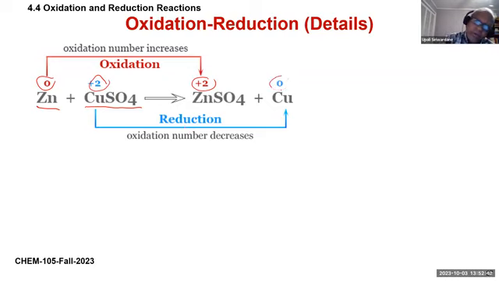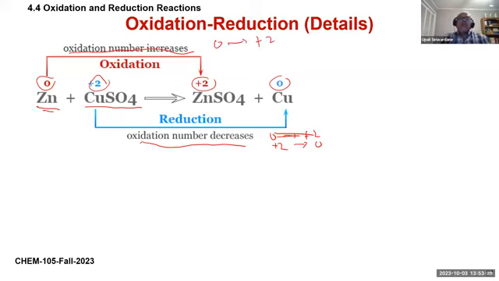These charges on the metal atoms are also called the oxidation numbers of the metals. The oxidation number of zinc metal is 0. It changed to plus 2. The oxidation number increased from 0 to plus 2 here. I'm sorry, this is wrong. For copper, it decreased from plus 2 to 0. In this case, zinc increased from 0 to plus 2. Therefore, oxidation is increasing oxidation number. Reduction is decreasing oxidation number.